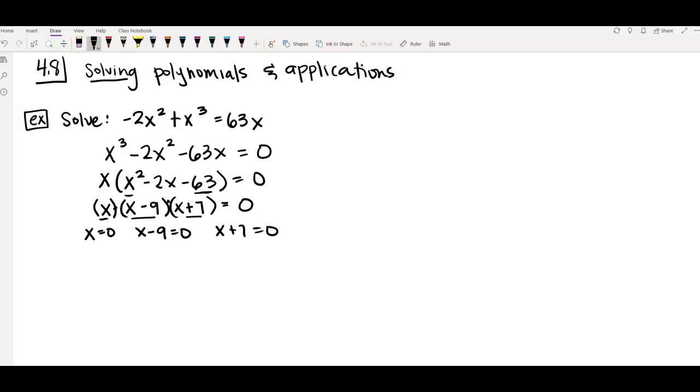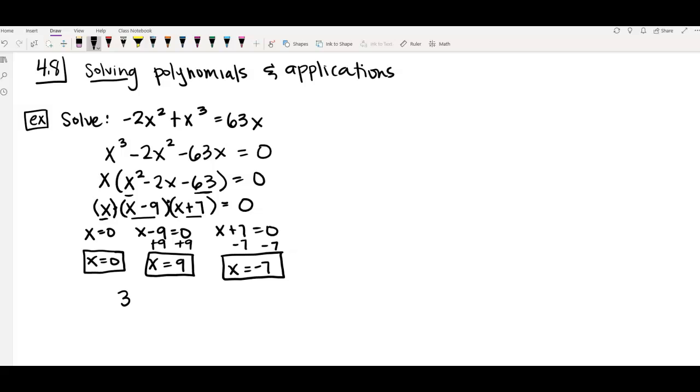Well, x equals 0, right? There's nothing to solve there. x equals 0 will be one of my answers. Then I need to add a 9 over to get x by itself here. So x equals positive 9 is another answer. And then I subtract the 7 over. So x equals negative 7 is another answer.